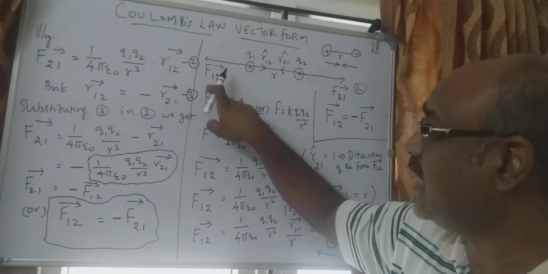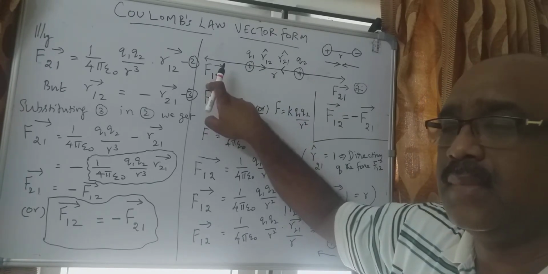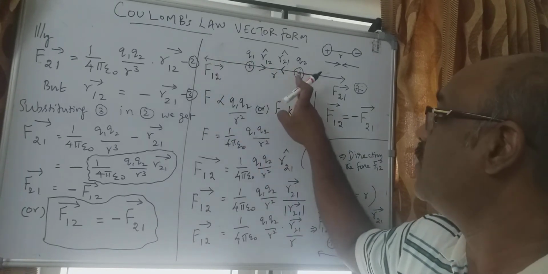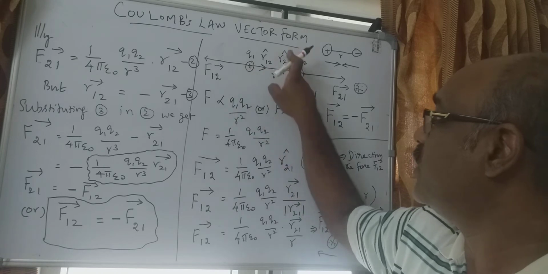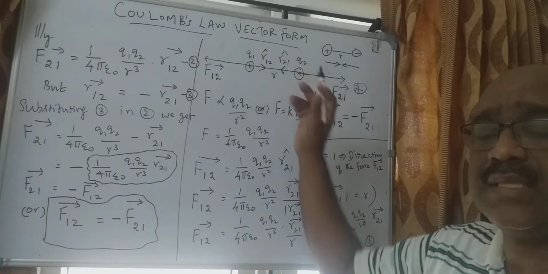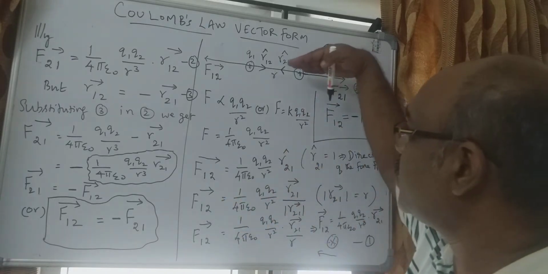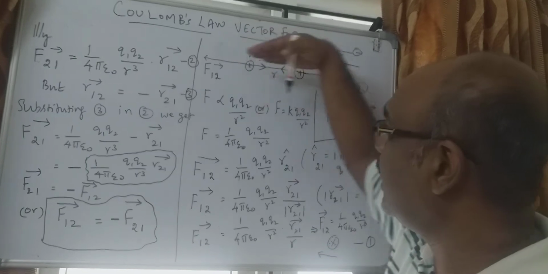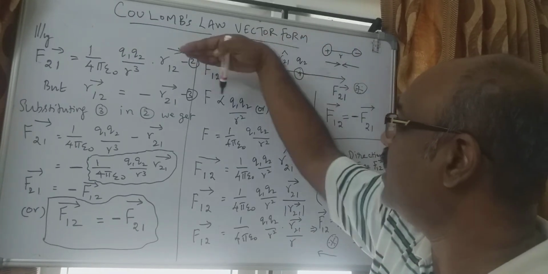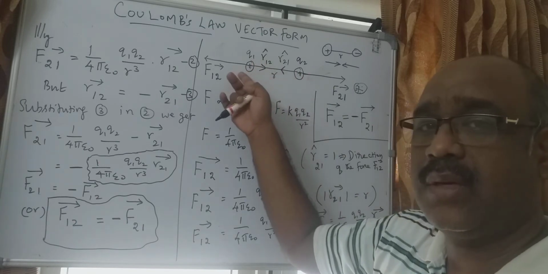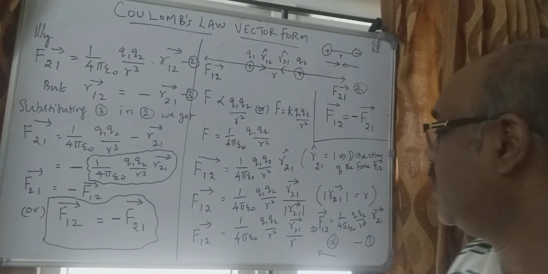This force is acting on 1, but the direction of the force is from 2 to 1, which is denoted by the unit vector. So, this unit vector is just representing the direction of the force. This force is acting in this direction, that is, it is coming from q2 to the charge q1. So, it denotes the direction.